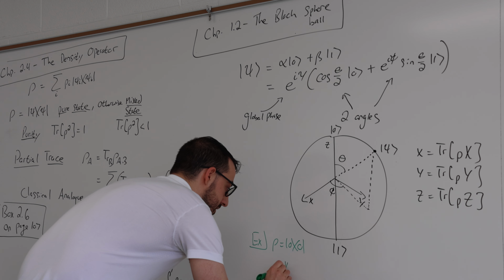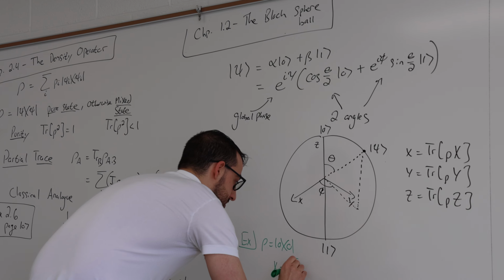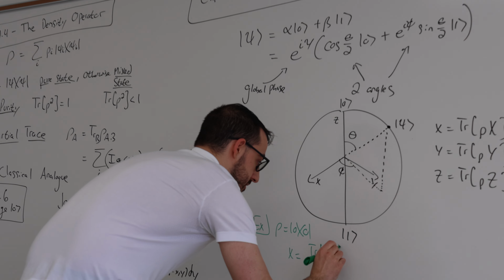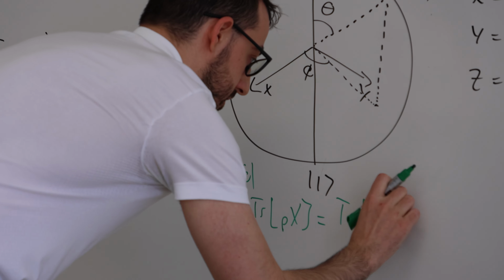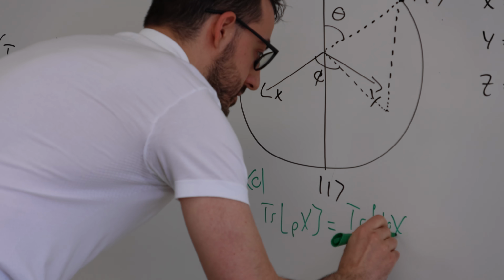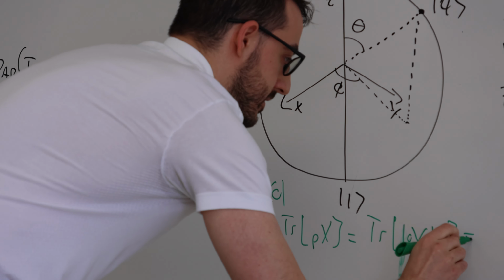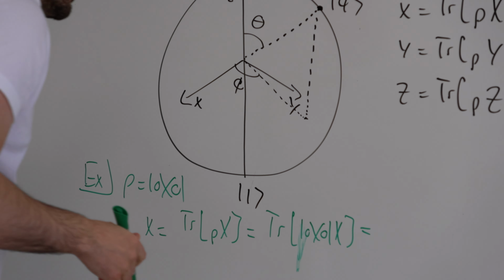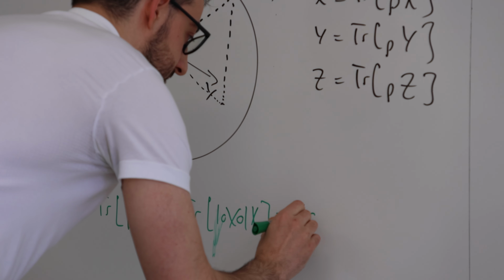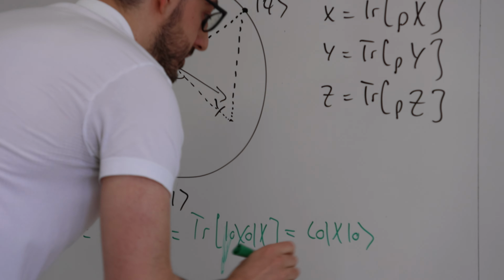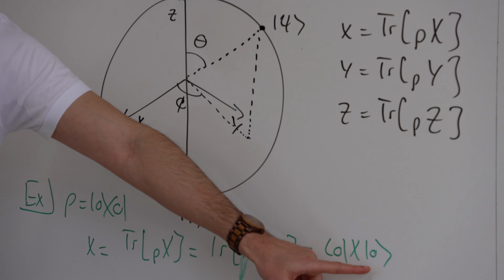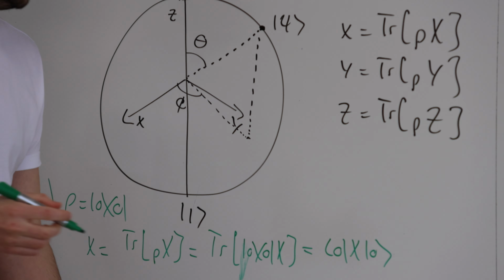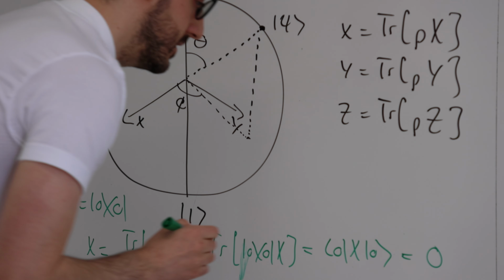So using this, I would calculate the x coordinate as trace of rho X, and that's the trace of rho, let me substitute rho, |0><0|, Pauli X. Now I use my formula for transforming the trace to an expectation value, <0|X|0>, or you could just evaluate it like this. But from this, it's easy to see X applied to the 0 state is the 1 state, so that's orthogonal to 0, so this is 0.